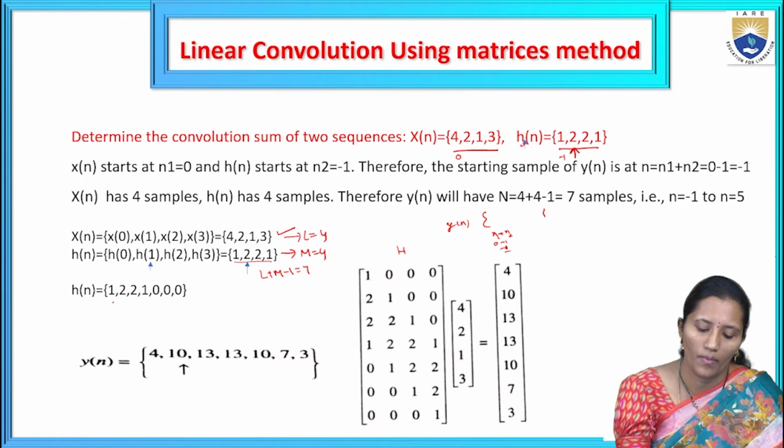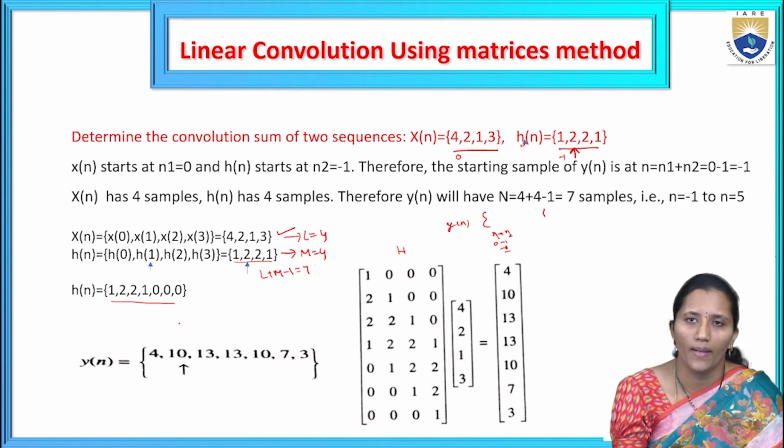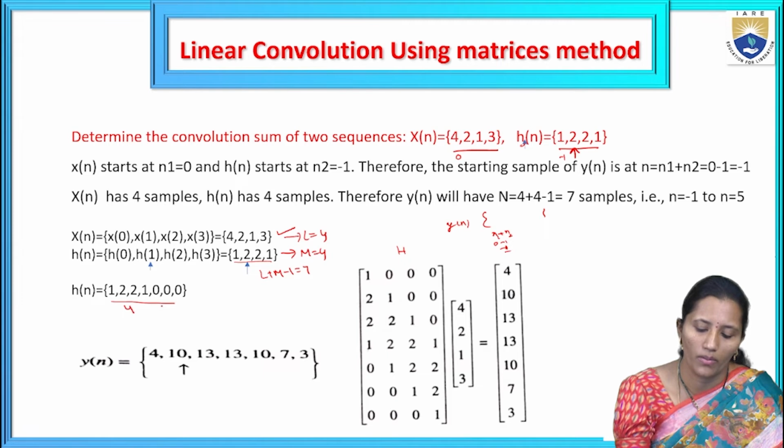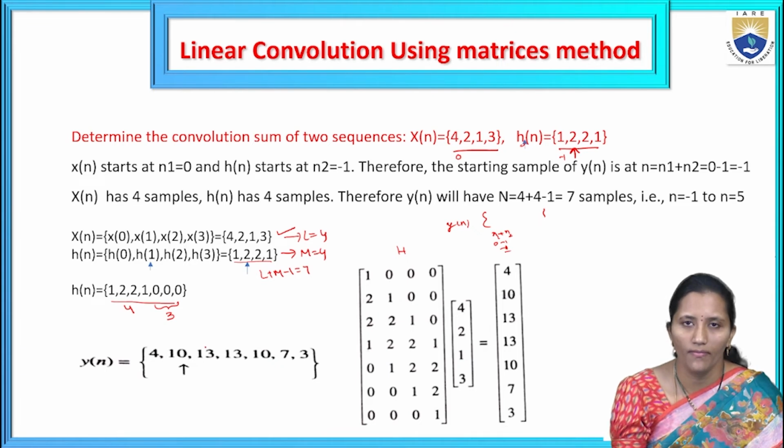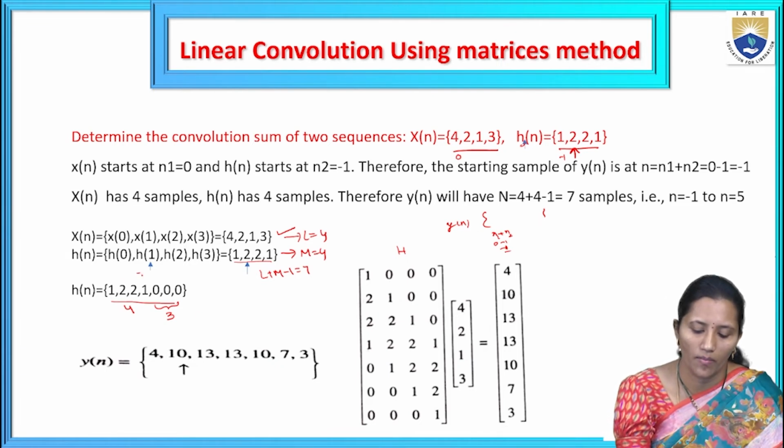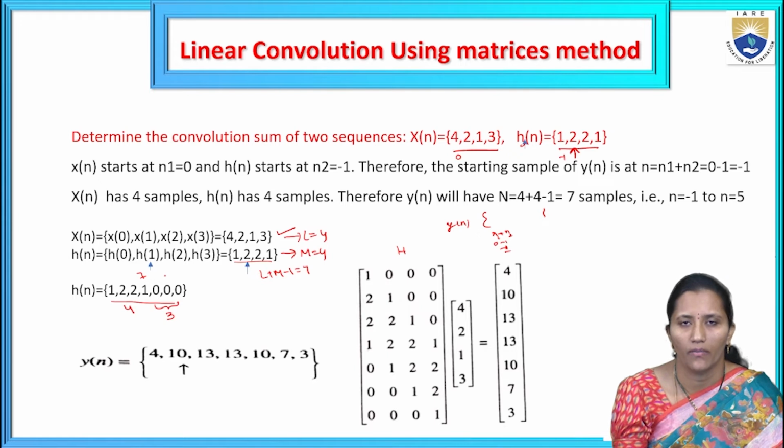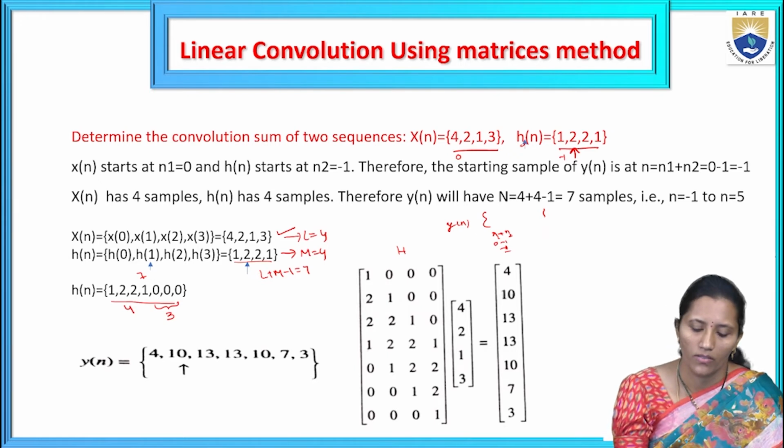So we have to make this h of n equal to L plus m minus 1 samples. Already we have 4 samples. To make 7 samples, we have to add 3 zeros to h of n. So in total we get 7 samples. Either we can take x of n or h of n. Write this in the column: 1, 2, 2, 1, 0, 0, 0.